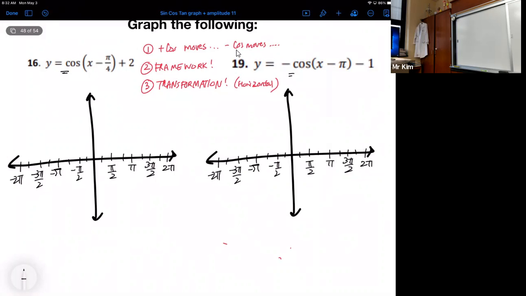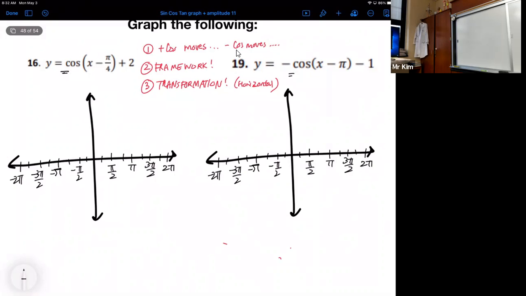You do have to start from the min because it's now negative cosine compared to positive cosine. You start from the minimum, then go back up to the middle, and then up to the max. Wait, if it's negative, don't you go minimum, middle, max, middle, minimum? That's how it's supposed to go because it's negative, so everything's flipped over. If you say cosine, you start from max. Now negative cosine means you have to start from minimum because it's flipped over. That's right for negative cosine.